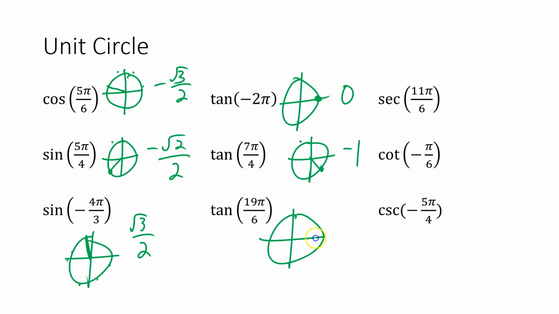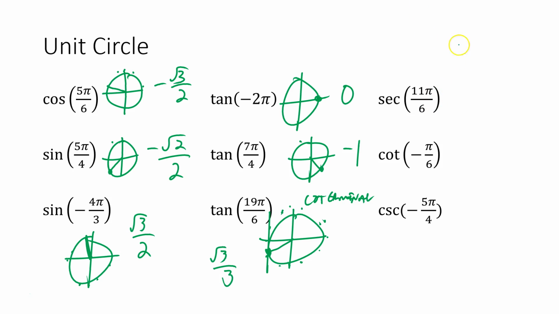19 pi over 6. All right, a couple ways to do this. One is we can just keep counting. 1, 2, 3, 4, 5, 6, 7, 8, 9, 10, 11, 12, 13, 14, 15, 16, 17, 18, 19, puts us right there. Or you can say, well, 12 pi over 6 is all the way around, and then left over you have 7 pi over 6, which brings us there. Those are coterminal angles. They both end you at the same spot, and that's all that matters for finding tangent. Tangent there will be the short value, and it's positive root 3 over 3.